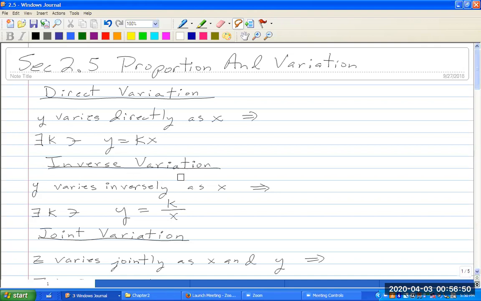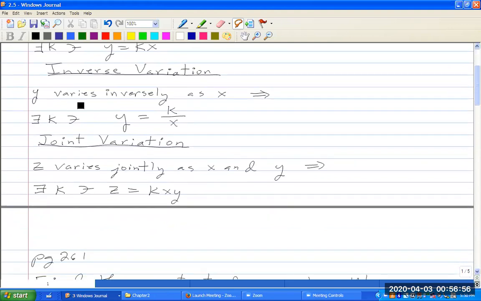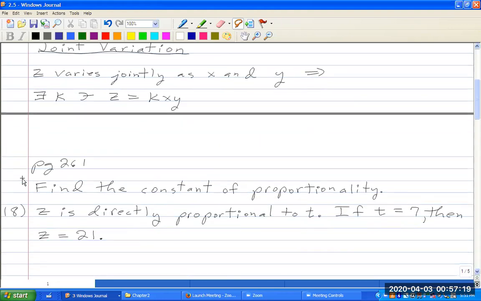If we have inverse variation, then we say that y varies inversely as x. That means that there exists some constant k, the constant of proportionality, such that y equals k over x. Joint variation. z varies jointly as x and y means there exists some constant of proportionality k such that z is equal to k times xy. Let's do some examples.